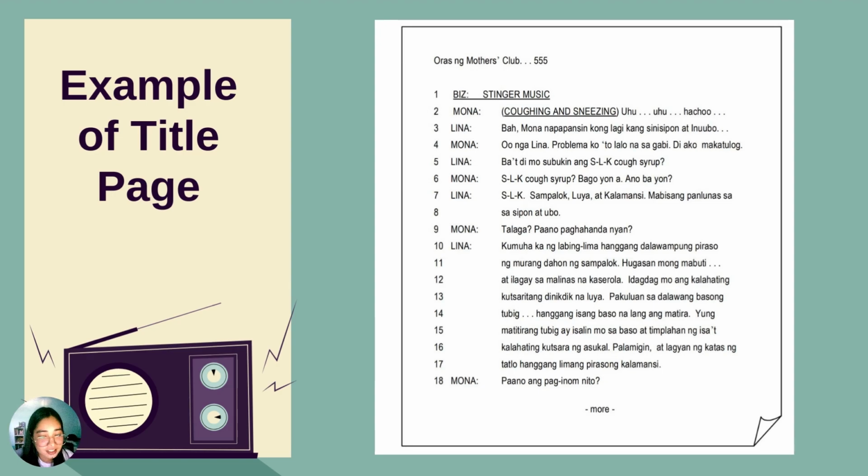In the example, the direction on what the speaker must do is enclosed in parentheses and also underlined. This is for the speaker to avoid reading the words which are not part of his or her line. Also, we have here the word "more" at the bottom of the page, which means that Mona, the character, still has a line on the following page. We can also see in the example that there are no hyphenated words. So those are the details or parts that compose the radio script format.